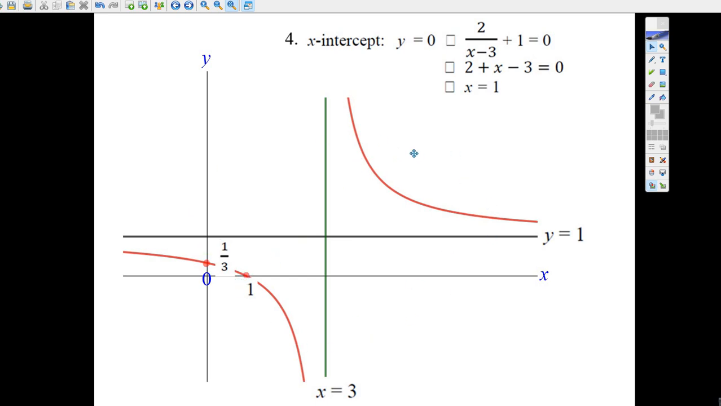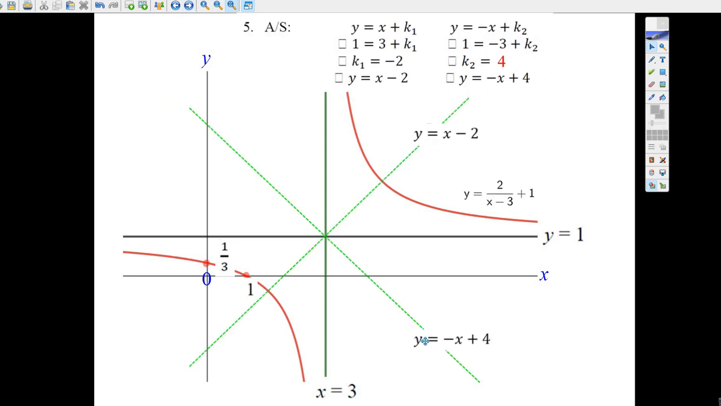There's the whole thing sketched. You'd have to label this with the equation y equals 2 over x minus 3 plus 1. The last thing is the axis of symmetry, and they're pretty easy. If you've got this graph here, all you do is draw a 45-degree line that goes straight through where the asymptotes cross, going up and going down. One of them will be y equals x plus a number, going up this way, and the other y equals minus x plus a number, going down. Those are the equations of the axes of symmetry.